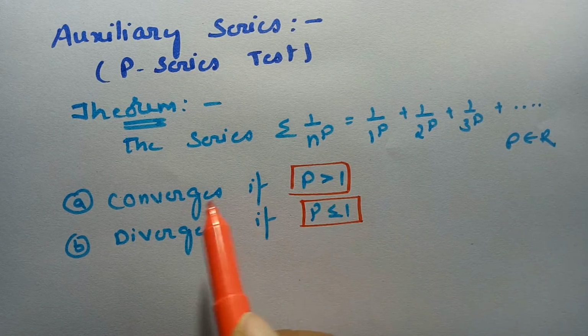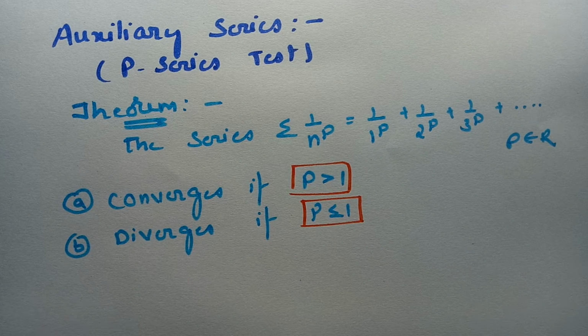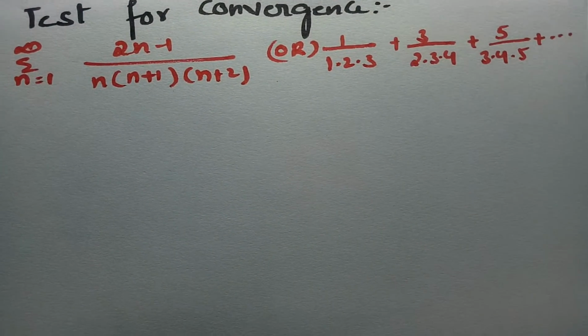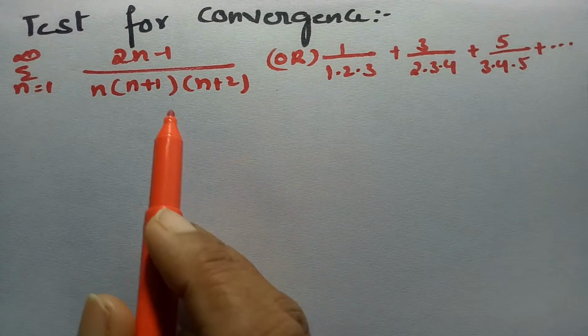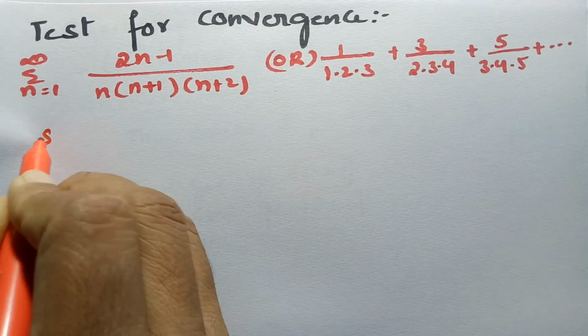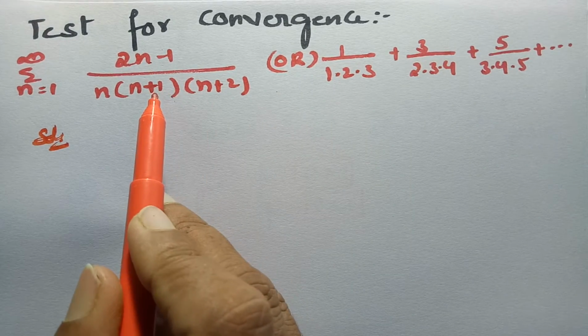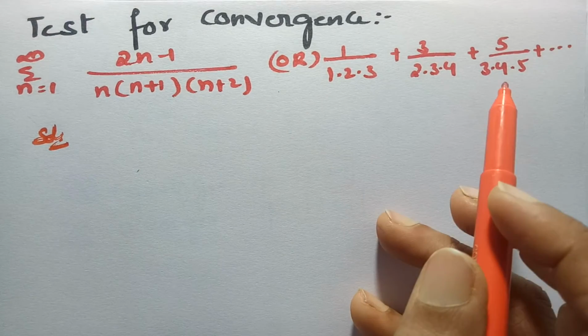So according to the P series test or auxiliary test, we have to check the value of p. If it's greater than 1, it is convergent, and if it's less than or equal to 1, then it is divergent. So using these tests, we have to test for the convergence. This is the most important question. See here, we have to test for the convergence. Solution: either it is asked like this or in this type.